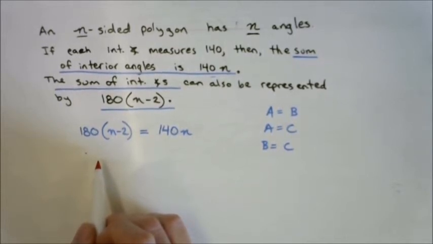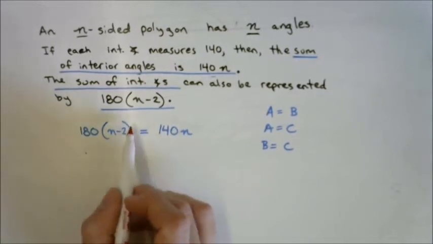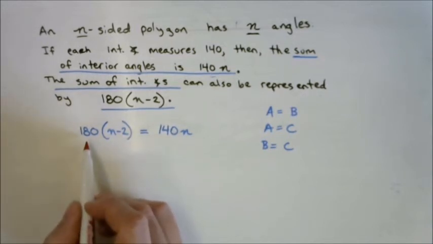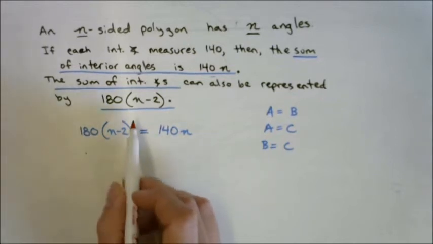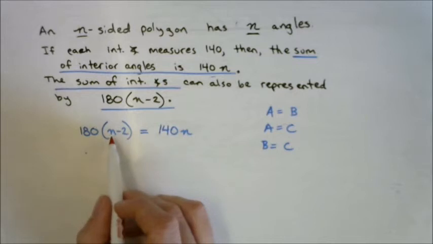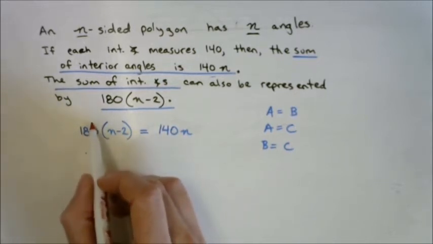You can't just take them away. What does this mean? Multiplication. Okay, let's start from scratch, folks. All this means, pay attention, is 180 times this whole group. Distribute it, which means I need to times it by n, and I need to times it by minus 2. So here we go.